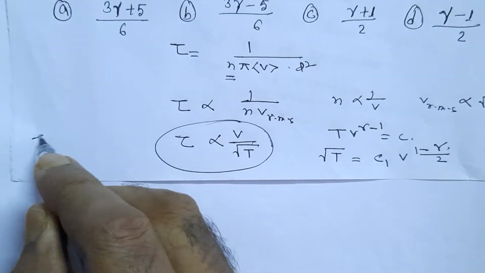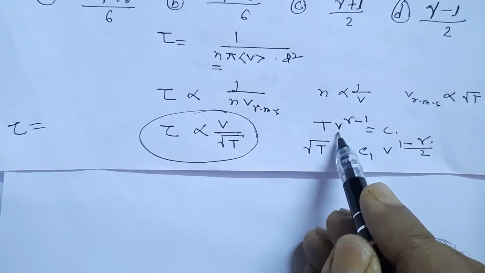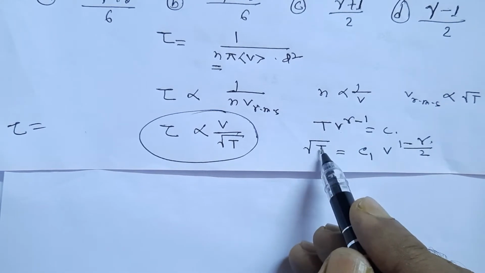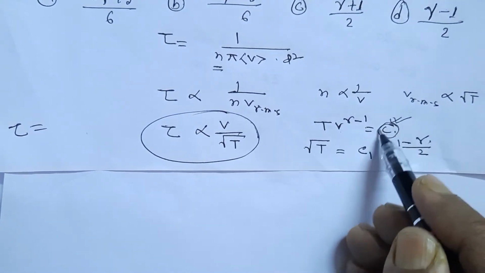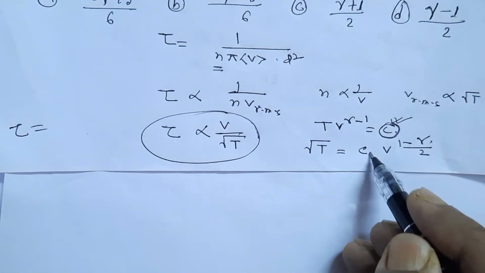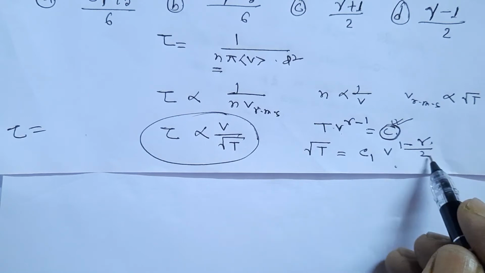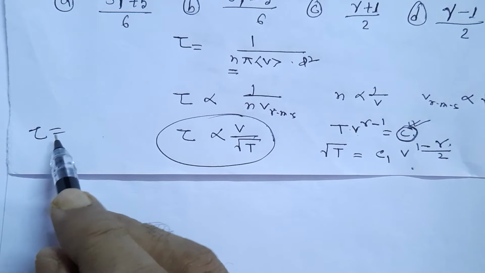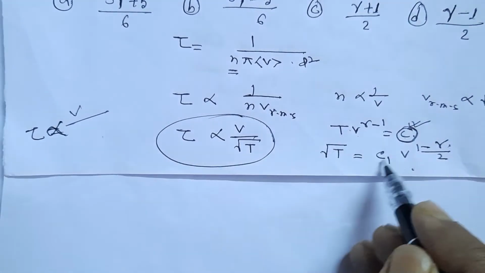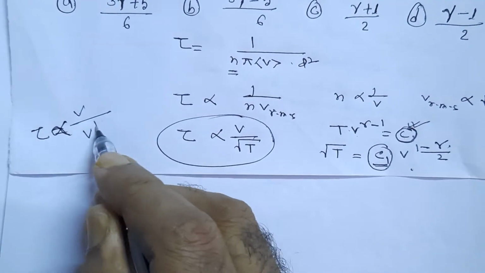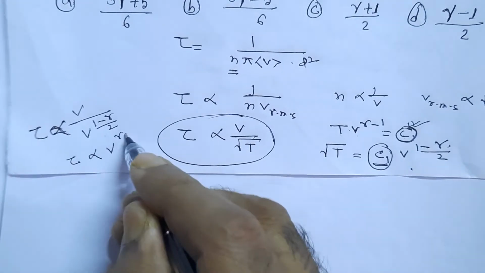So tau equals what? V by root T. Now here root T, how does it happen? T equals C by V to the power gamma minus 1. So when we take the root of the left hand side, we have to take roots of the right hand side also, where root C equals C1, and V, when taken from denominator to numerator, changes to V to the power (1 minus gamma) by 2. So tau equals V by root T, that is proportional to, we may put the proportional sign, C1 may be avoided, V by V to the power (1 minus gamma) by 2. So tau is proportional to V to the power (gamma plus 1) by 2.